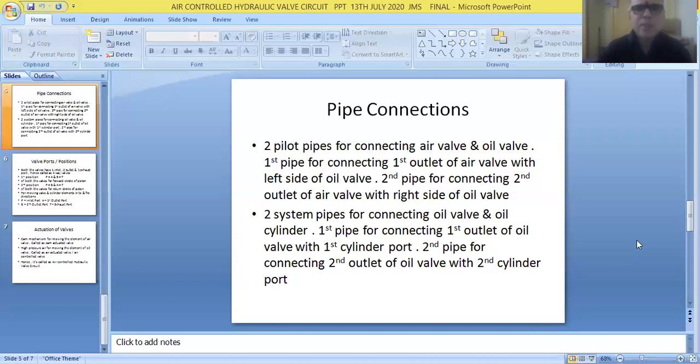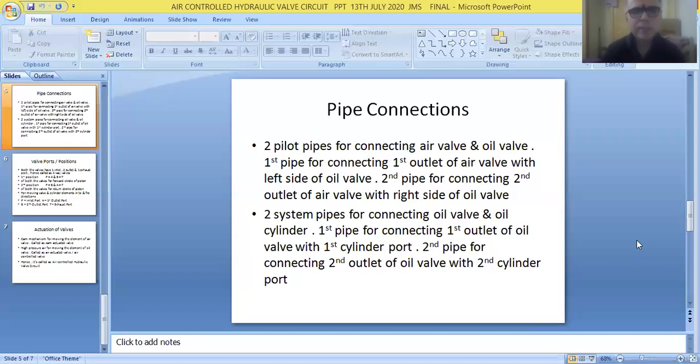So air valve will be sending air from one side of the DC valve, and at the same time it will be receiving air from the other side of the DC valve. So these two pipelines are very essential pilot pipelines for connecting air valve and hydraulic valve. But also ultimately they are used for conveying this high pressure air in between these two items.